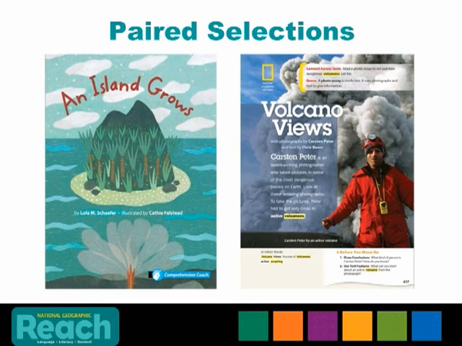In the photo essay Volcano Views pictured on the right, students will be able to make a direct connection with the poem An Island Grows to an actual explorer in the field. Students have an opportunity to travel into a volcano with a real National Geographic explorer.